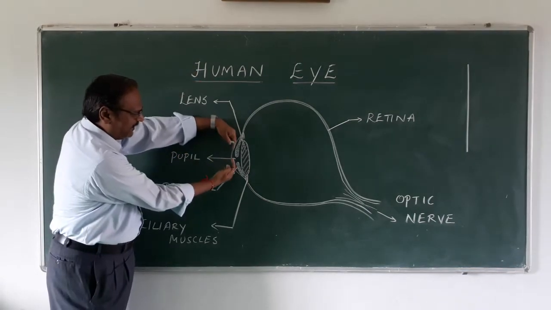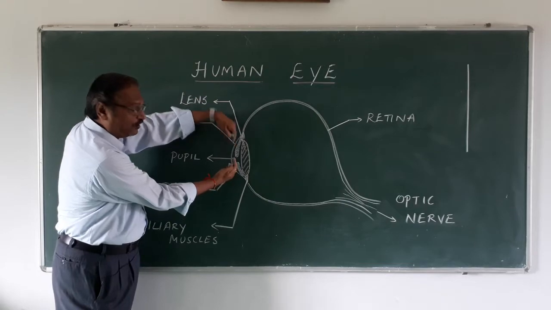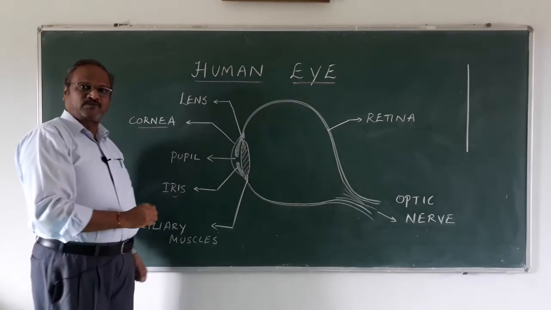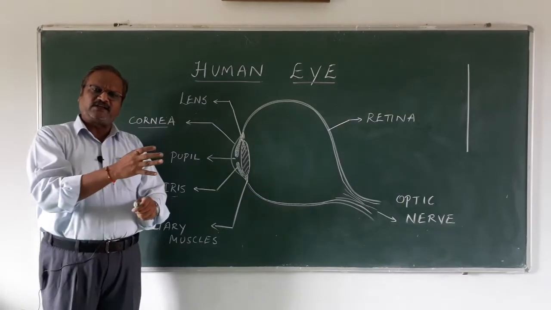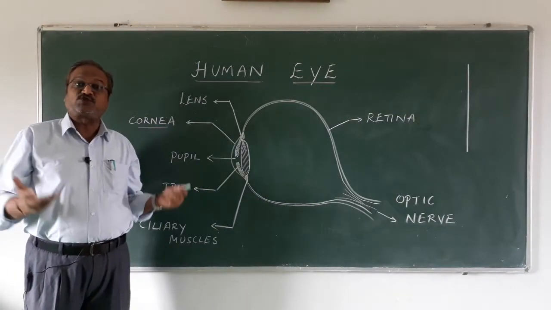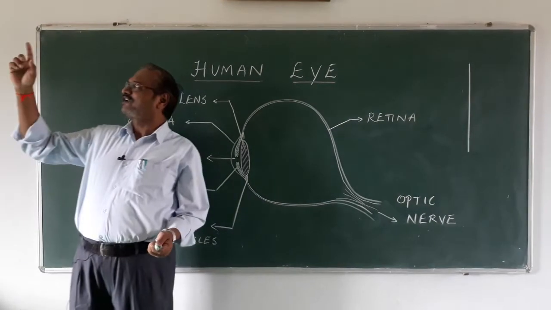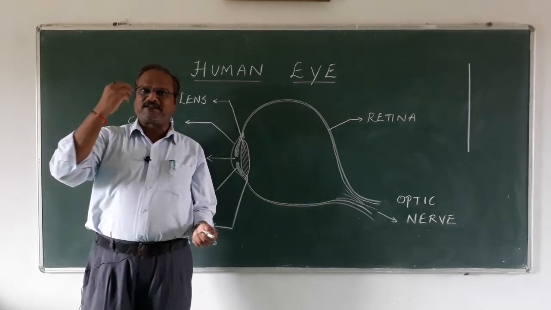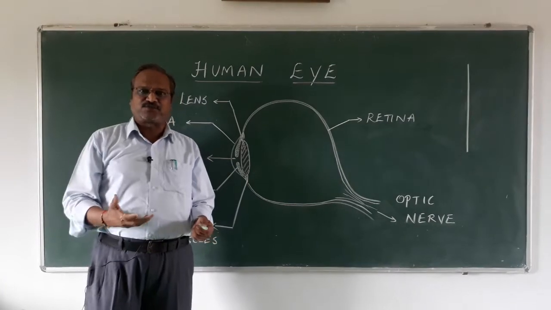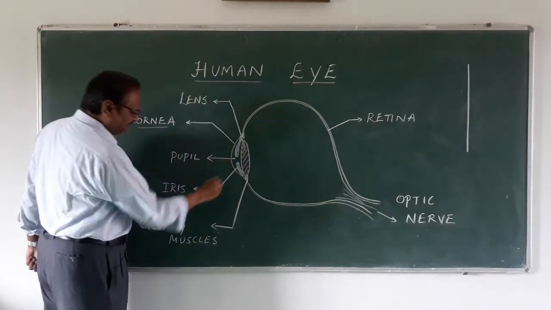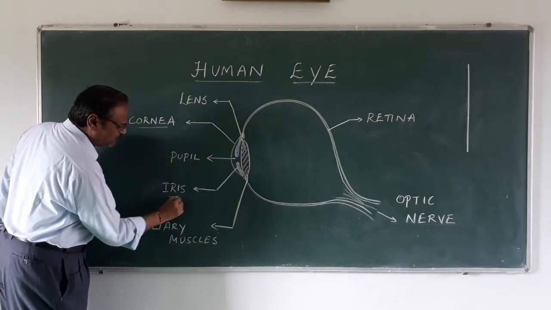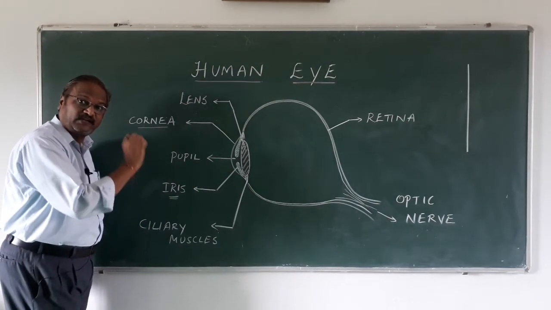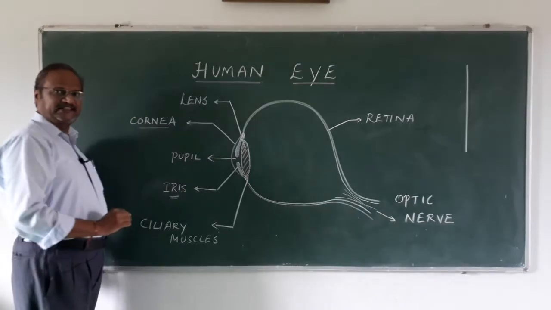The iris will expand or it will contract. Why? Because it has to protect the lens. Because if I give too much light, the lens will get spoiled. That's why we say, don't look at the sun straight. Because when you look at the sun straight, what will happen? The eye lens will get damaged. Okay, so the function of iris is to protect the eye and to allow the correct amount of light to enter the eye.